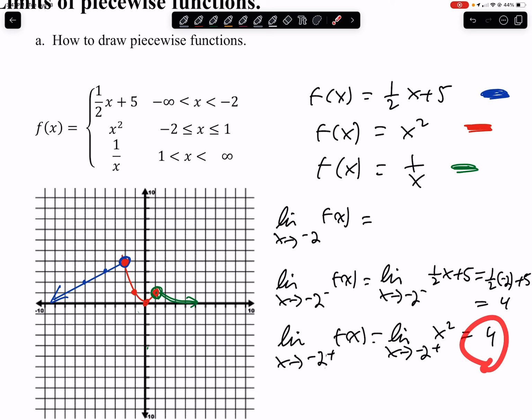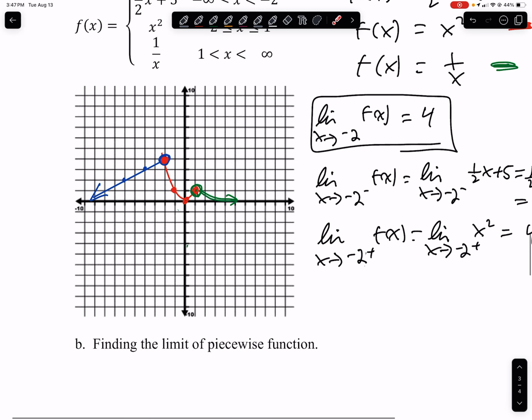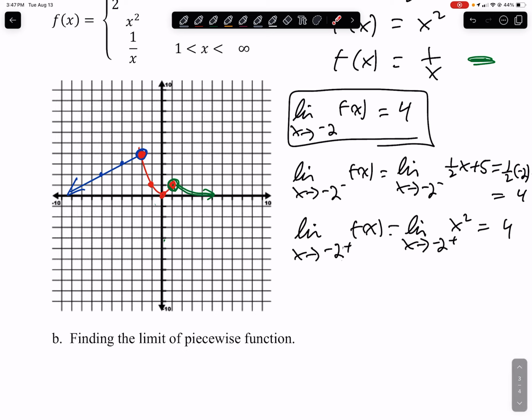Since the limit from the left and the limit from the right are both 4, that means the limit of this function is 4, and that's how you would do that. That's how you use piecewise functions. If you want, I'm not going to spend the time because this is getting really long, you could test at 1, find the limit at 1, and figure out which function you should use.